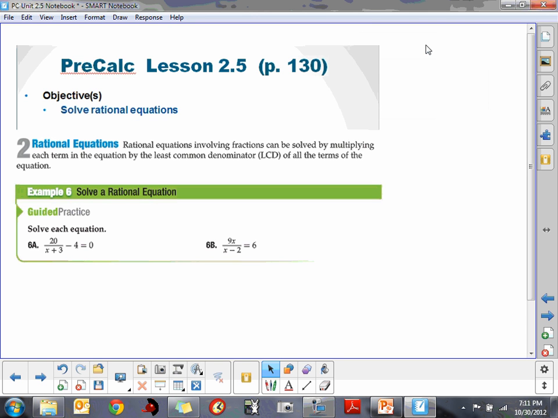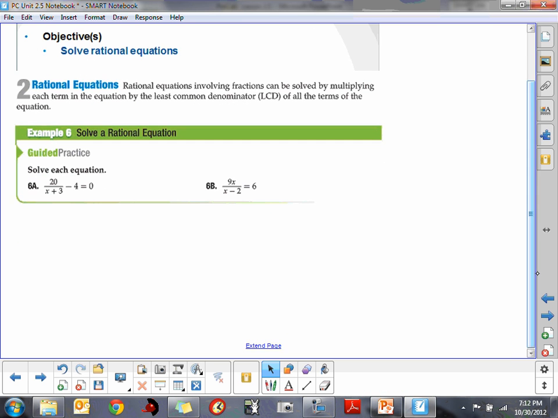The next thing we're going to focus on is solving rational equations. The basic strategy we're going to use to solve rational equations is to make sure we multiply through by the least common denominator. In our first example, 6a, the only denominator that we have in our problem is the x plus 3. Just remember that a fraction bar is a grouping symbol, so that x plus 3 is an entire value or an entire denominator.